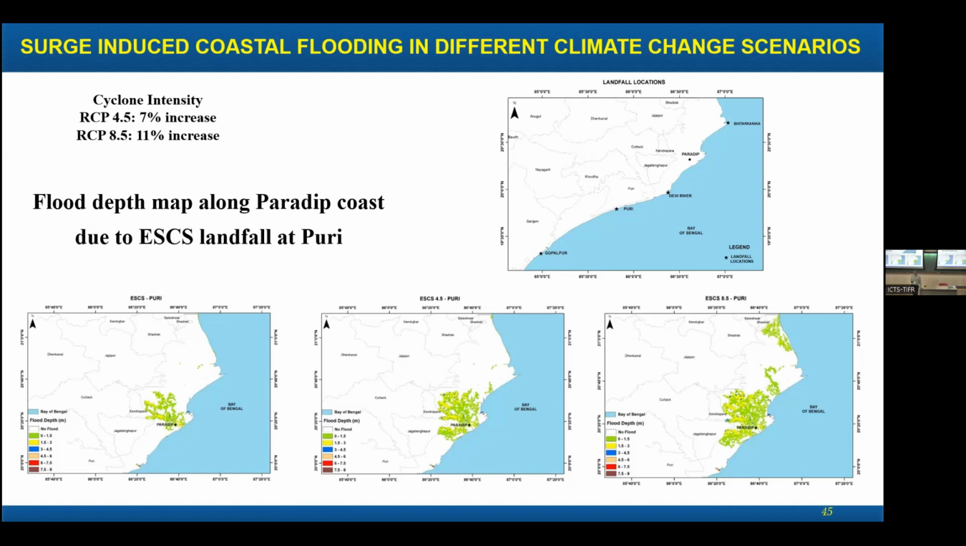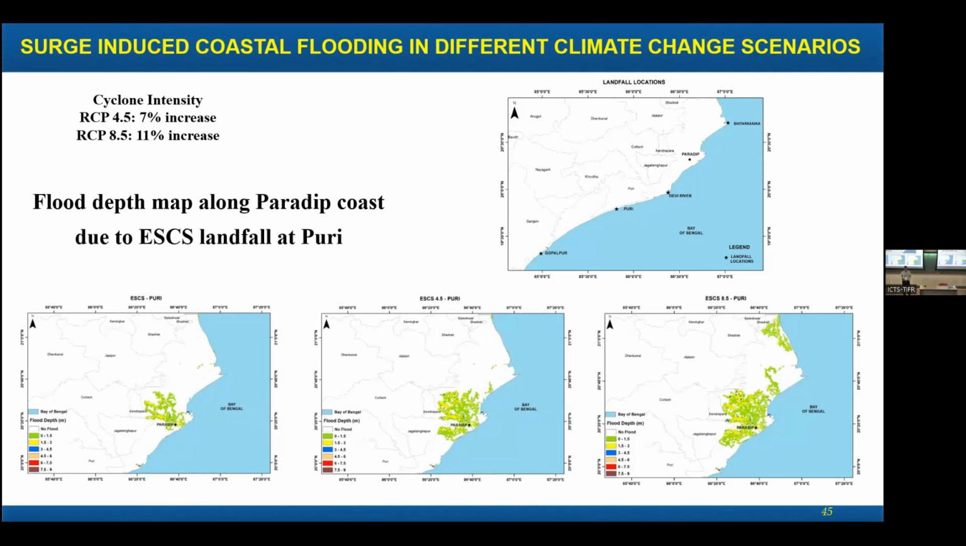Okay, so climate change scenarios. We know that now we are talking about SSP, but when we did this, we were talking about RCP. So we took the 4.5 and 8.5 scenarios and tried to understand if there is an intensification due to climate change, and the wind speed is going to increase. Based on that, what will be the change in the flooding scenarios? That also we evaluated, and we found out for different reasons.